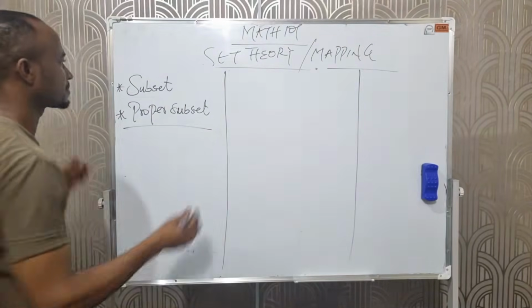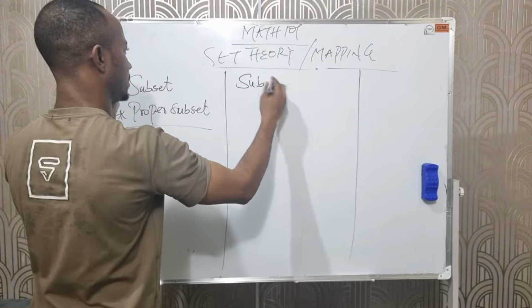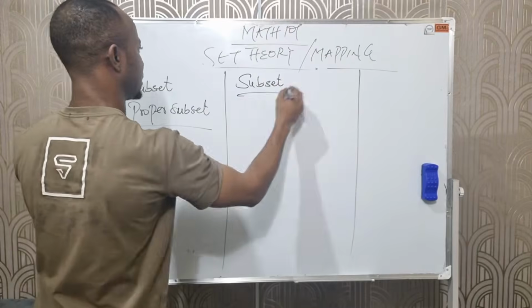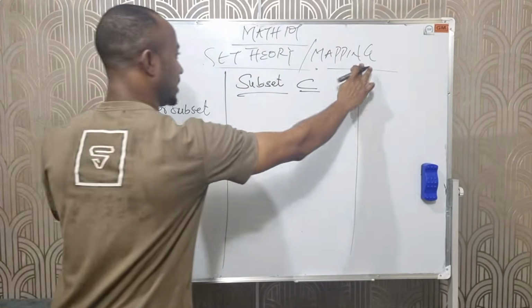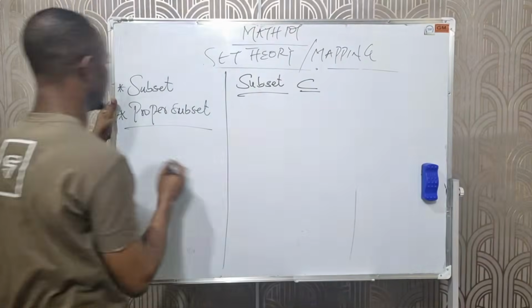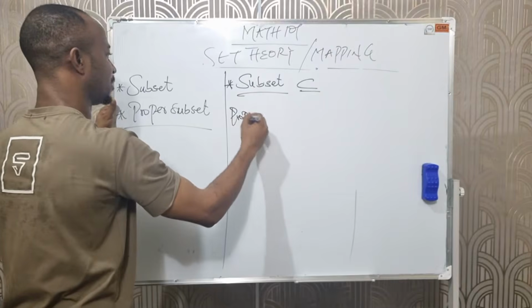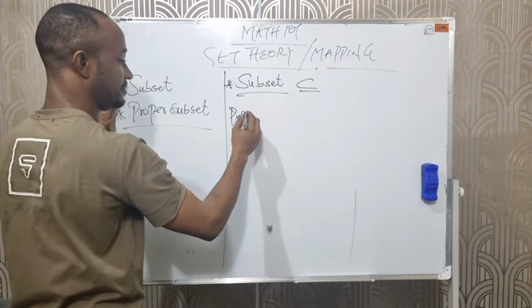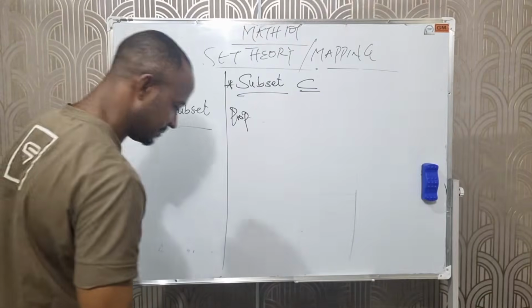Now listen, the symbol for subset is simply this. And I will differentiate them together. Then when you hear the word proper subset, both of them have the same definition.